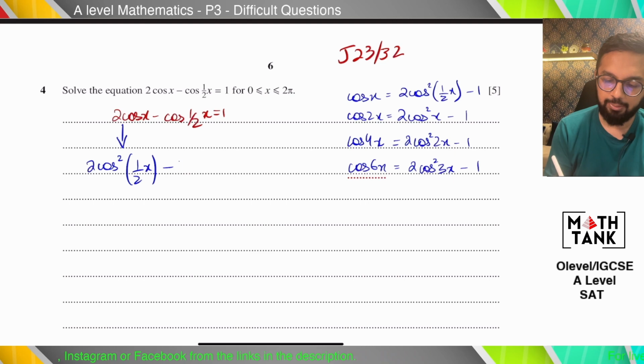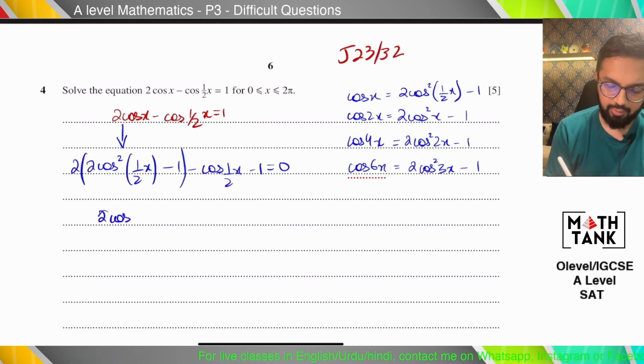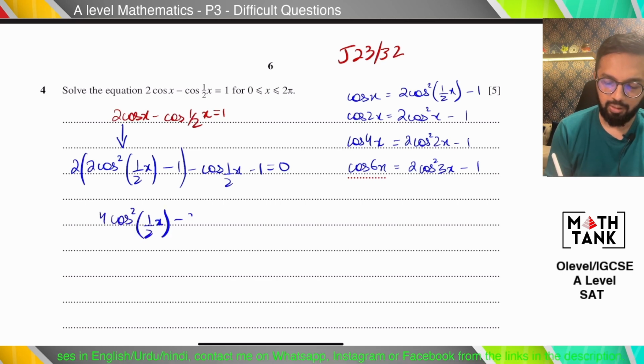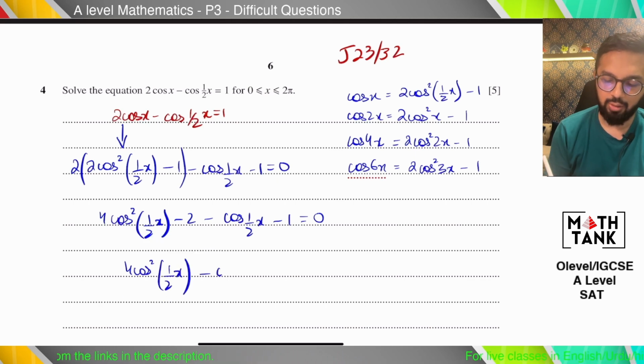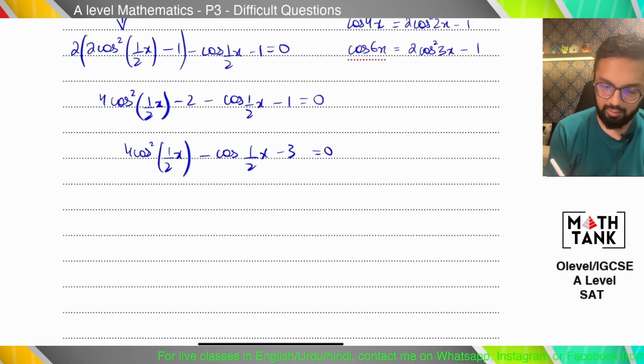So what that helps me do is it converts an entire equation to cos half x, and that's generally the objective. So with the 2 outside, 4 cos square half x minus 2 minus cos half x minus 1. So 4 cos square half x is a quadratic equation in cos half x. Okay, so then I have a quadratic.